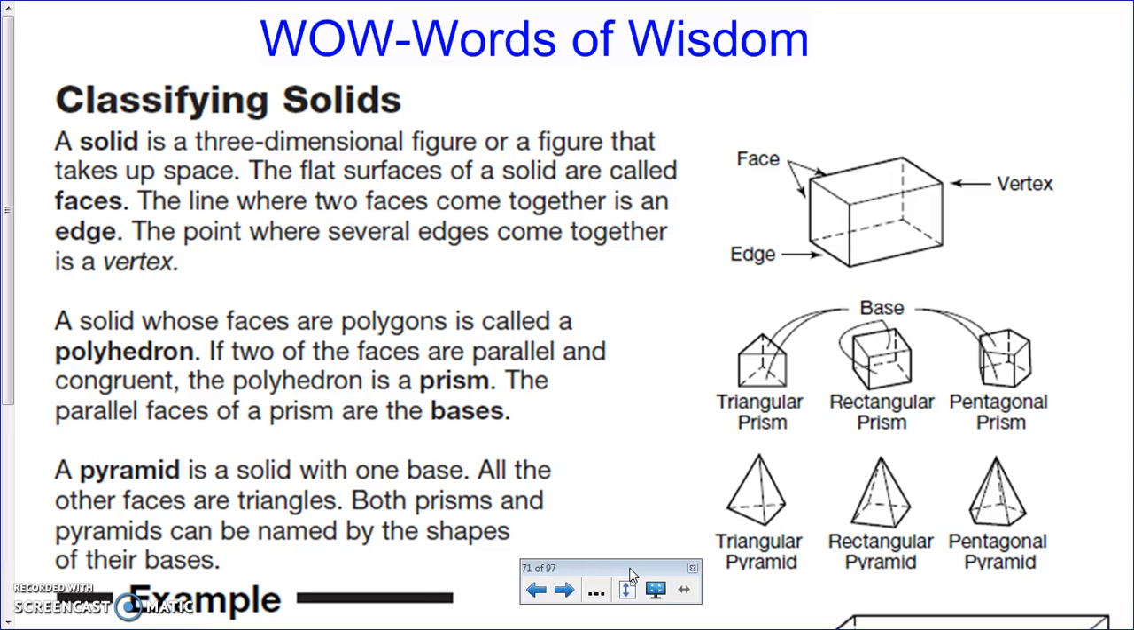In a triangular pyramid, the base is a triangle and all the sides are triangles. In a rectangular pyramid, the base is a rectangle and all the sides are triangles. And in a pentagonal pyramid, the base is a pentagon and all of the sides are triangles.